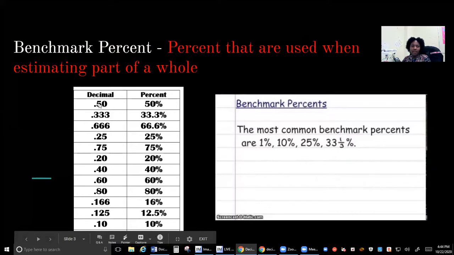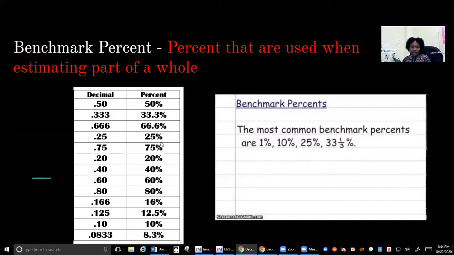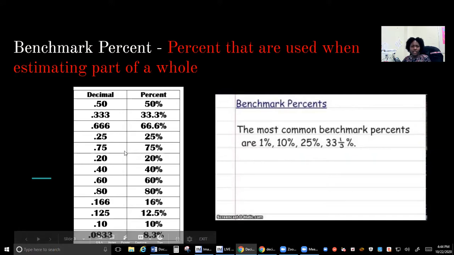And notice that I have the decimal and the percent conversion. 0.50 is 50%. 0.25 is 25%. 0.75 is 75%. You may be noticing a pattern that all they're doing is changing where the decimal is and adding a percent sign. We'll talk about that in just a moment.